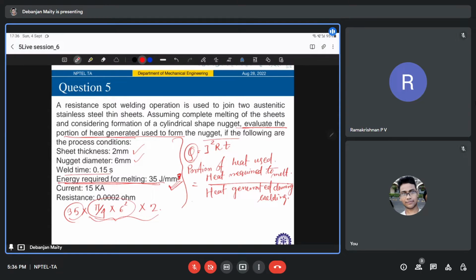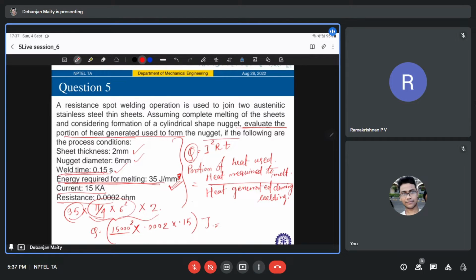And what will be the heat generated during welding? So we have the current here, we have the resistance here, and we have the time also. So it will be 15,000 square. So 15 kilo ampere is 15,000 ampere. That into 0.0002 ohm. That into my time. This much of joule.